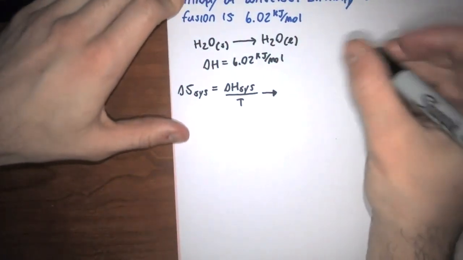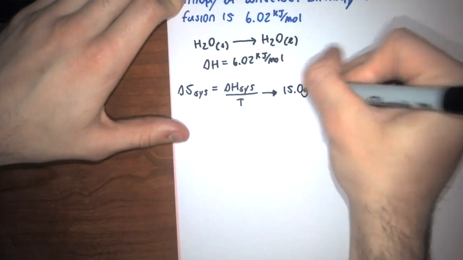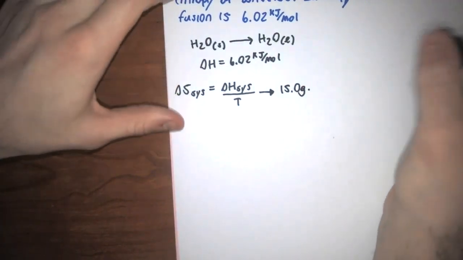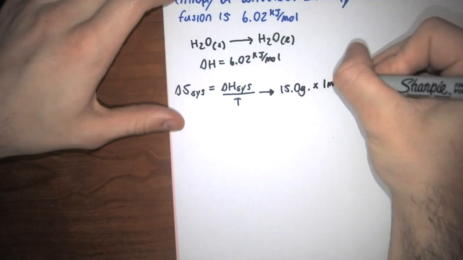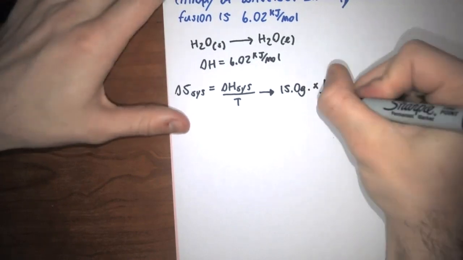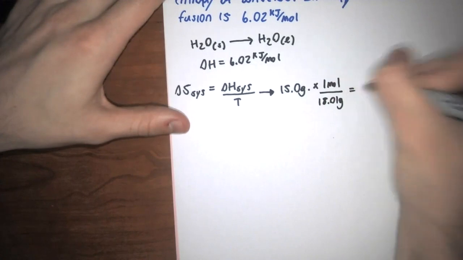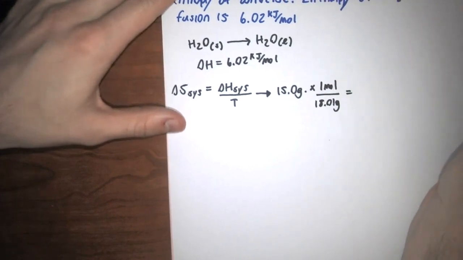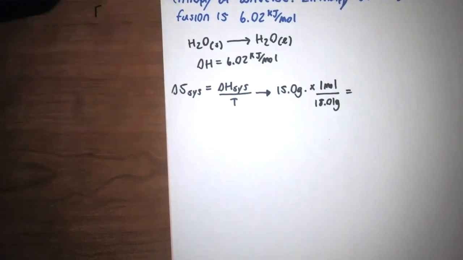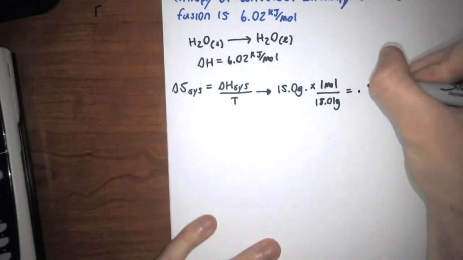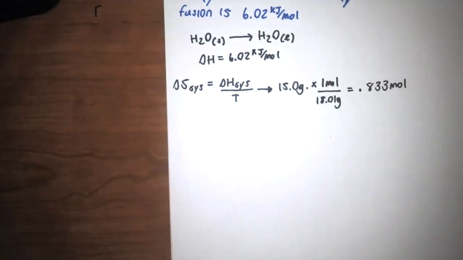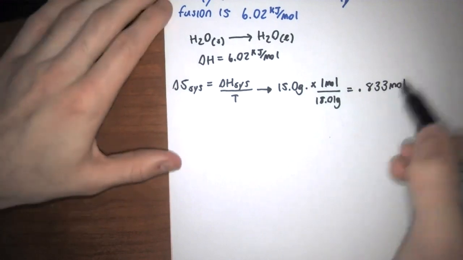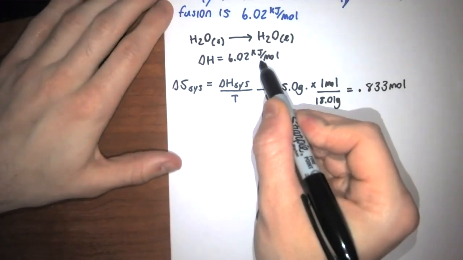We're given 15.0 grams of ice, right? And ice is just water, so let's find our moles. So 1 mole of water or 1 mole of ice is 18.01 grams. So we now have a certain amount of moles. Go ahead and run the numbers here. 15 divided by 18.01. We have 0.833 moles of ice.